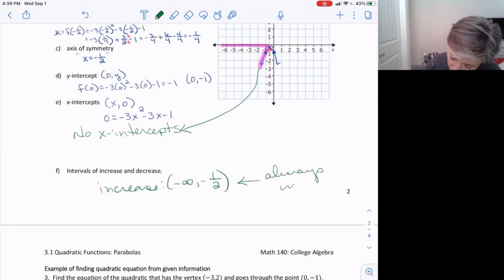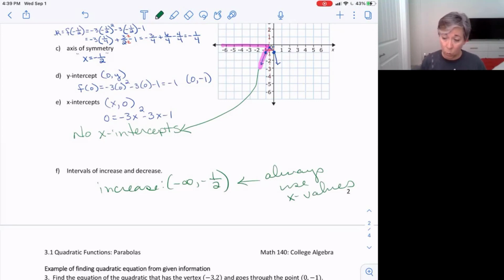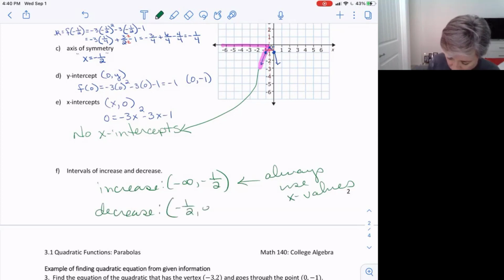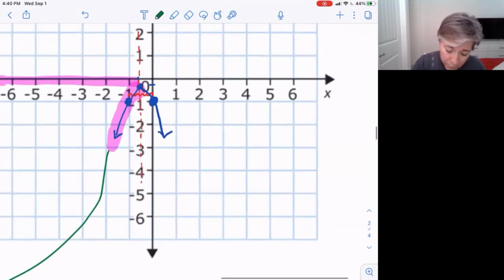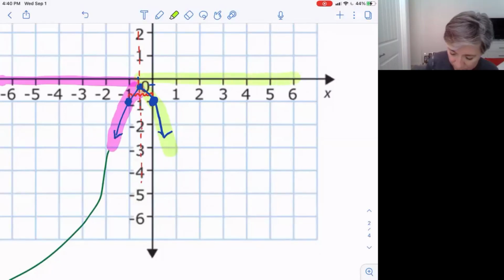And we're going to always use x values for both increase and decrease because it's a function. The y's could repeat, but the x's won't. Okay. So from -∞ all the way to -1/2, our function is going up left to right. It's always read left to right. Well, then it starts to decrease at that -1/2 going to the right. So we will say decrease from -1/2 to infinity. So again, from left to right, it's going down everywhere from that -1/2 out towards infinity. It's going to keep going down and down and down.